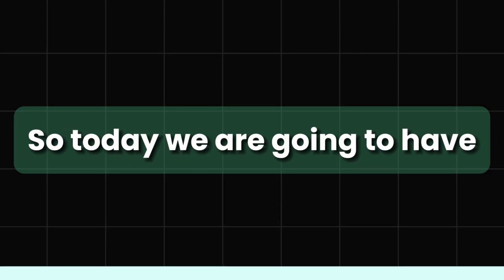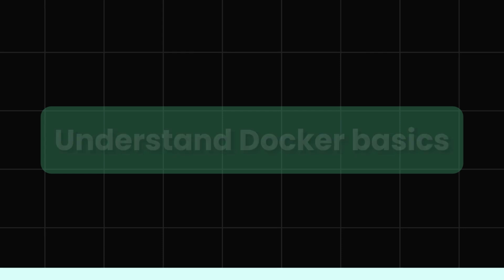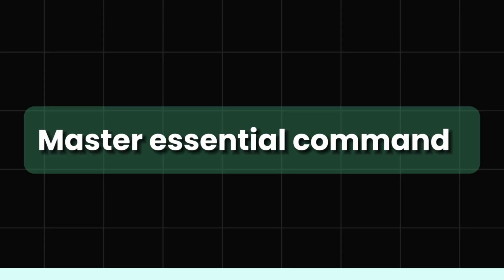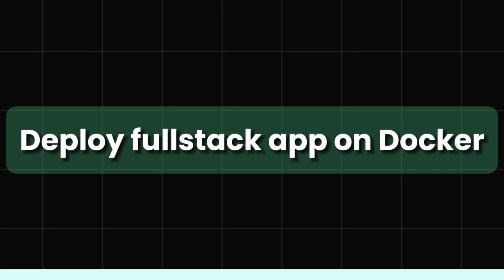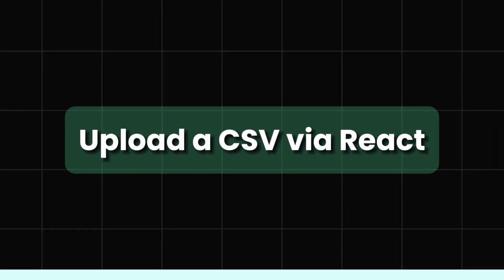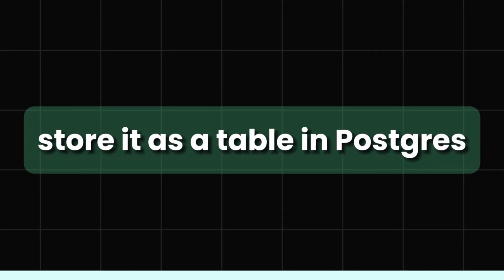So today we're going to have 3 objectives. The first is to understand Docker basics and get a clear overview of what Docker is and why it's useful. Second, we're going to master the essential commands that you'll use most often. And third, we're going to build and deploy a full stack app on Docker. So you're basically going to upload a CSV via React frontend, process it with FastAPI, and store it as a table in PostgreSQL, all in Docker.